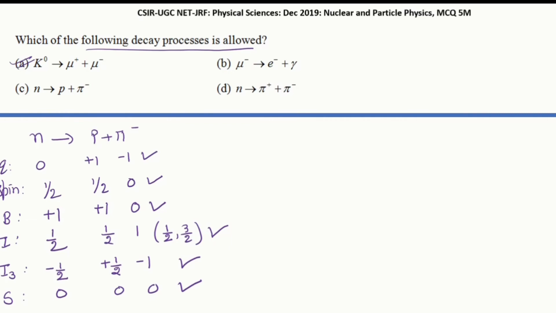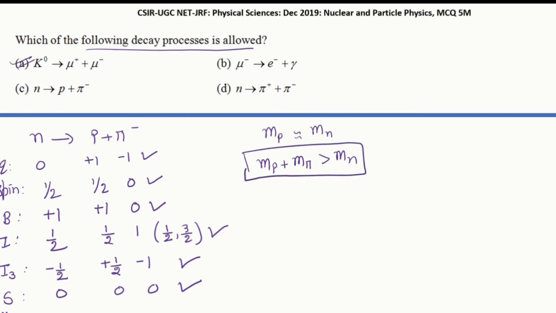So all these quantum numbers are conserved, but if you look at the mass, since the mass of the proton is nearly equal to the mass of neutron, so definitely the sum of the mass of proton and pion will be greater than the mass of the neutron. So this decay is not feasible due to the violation of the mass.